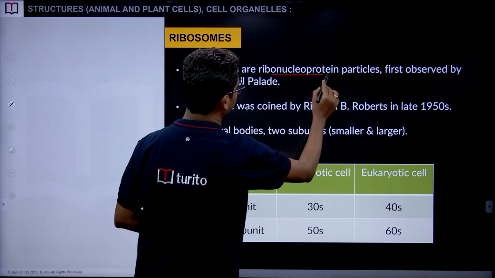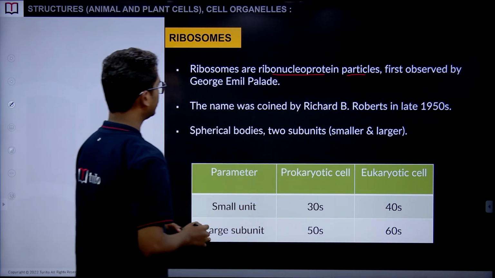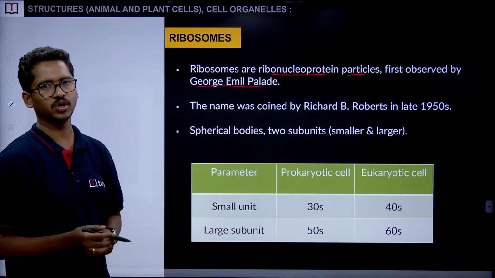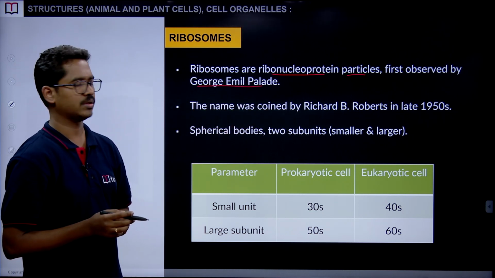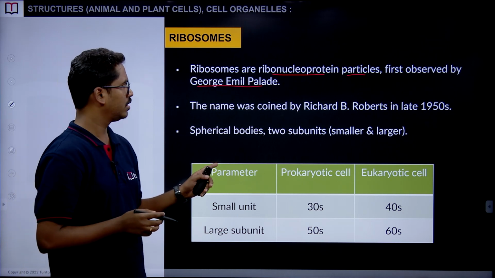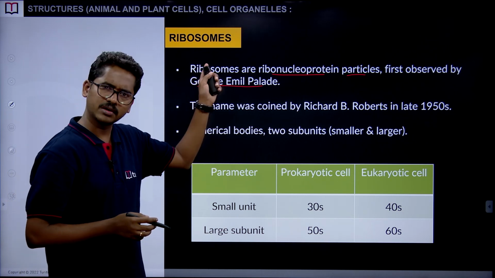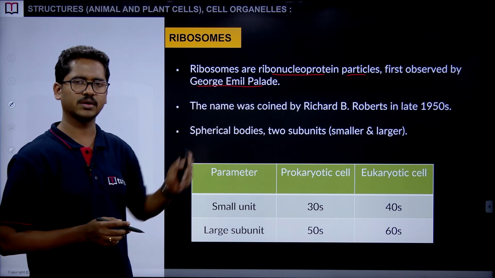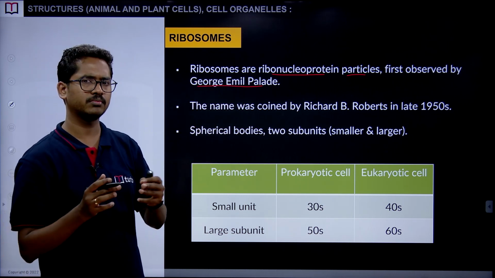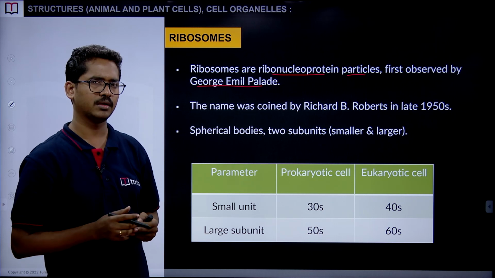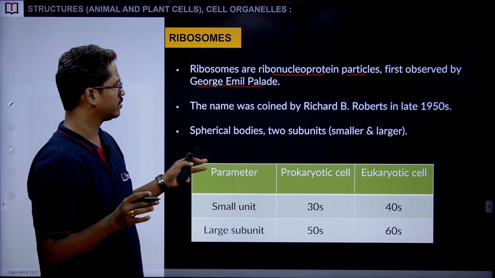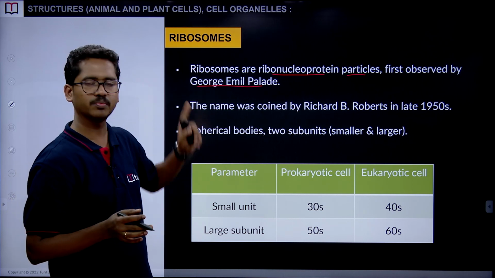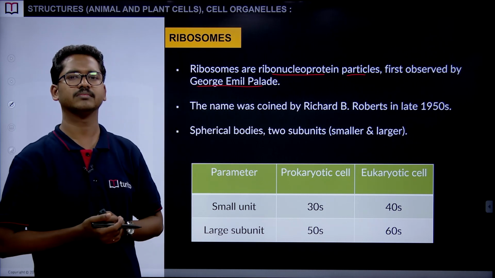Ribonucleoprotein particles. They were first observed by George Emil Palade. He was a scientist who observed them for the first time. Now, I have a question. We are trying to understand ribosomes, and along with the help of the endoplasmic reticulum, they form proteins. Everything is fine.